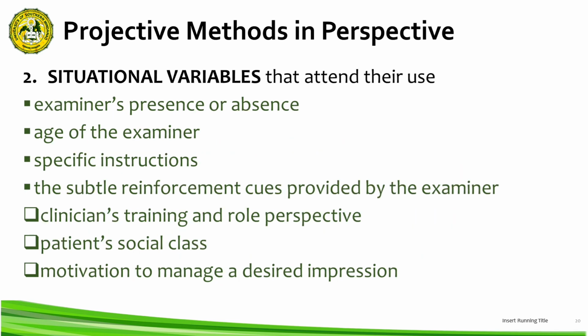Number two is the situational variables that attend their use. Proponents of projective techniques have claimed that such tests are capable of illuminating the mind's recesses, much like X-rays illuminate the body. Situational variables such as the examiner's presence or absence have significantly affected the responses of experimental subjects. The age of the examiner is likely to affect projective protocols, as are the specific instructions and the subtle reinforcement cues provided by the examiner. Other variables that are capable of influencing the ratings of pathology are the effect of the clinician's training and role perspective, as well as the patient's social class and motivation to manage a desired impression.